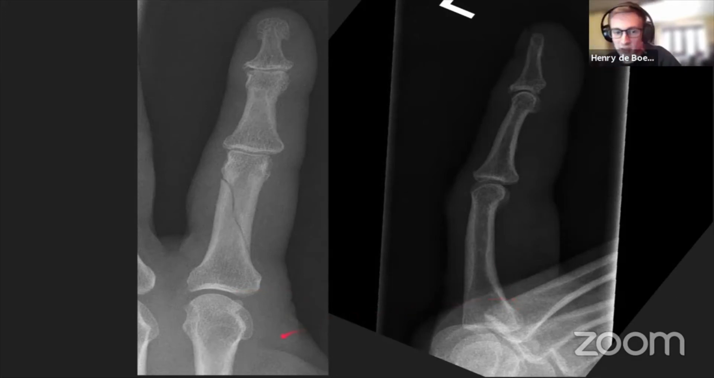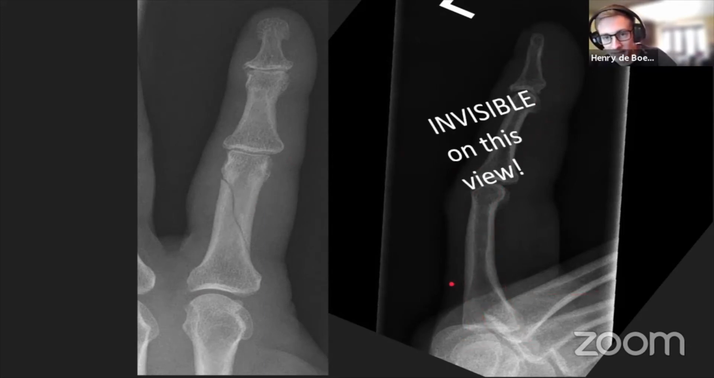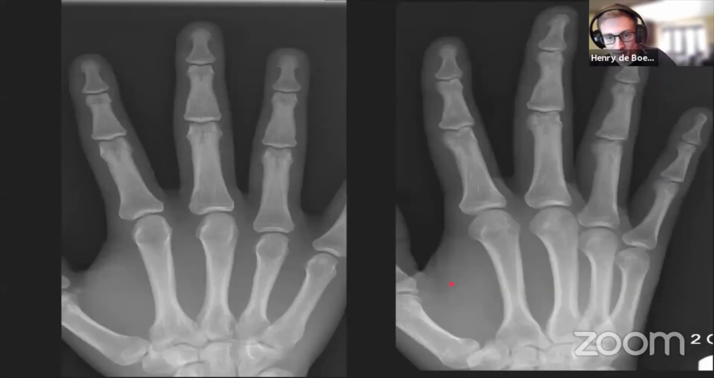It's really easy to look at the AP really closely, and then you look at the lateral next, but you've already made your mind up that it's normal or abnormal and not fully look at the other view. So always look at two views. There you are, it's invisible on that view. Okay, so next case.